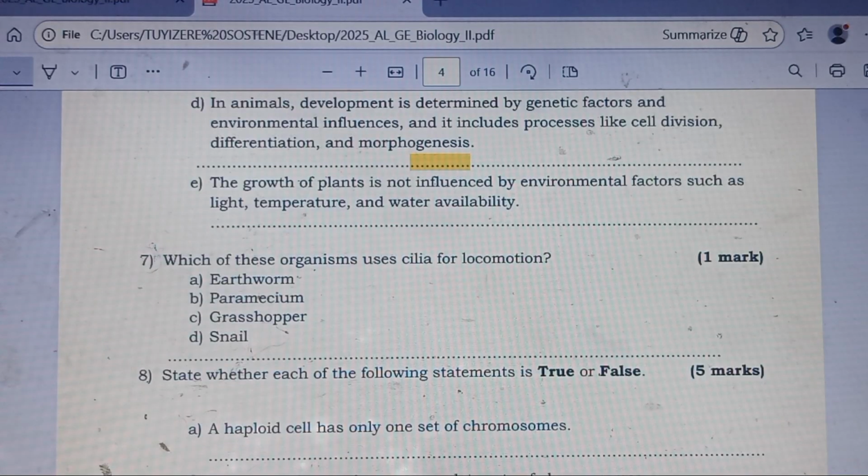Question number 7. Which of these organisms are used for locomotion? A. Earthworm. B. Paramecium. C. Grasshopper. D. Snails.